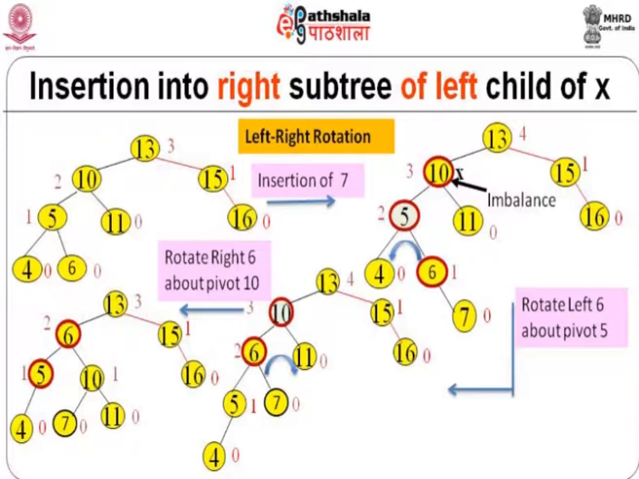So, the first rotation we have to do is a left rotation. So, we rotate with the grandchild. 6 is rotated about pivot 5, we do a left rotation and we get this, if you see. Now, you have to take the new 6 and rotate it about 10, and that is a right rotate. So, we right rotate 6 about the pivot of 10 and we get the new tree. So, this is the new tree that we get, and this is the right subtree of left child rotation.